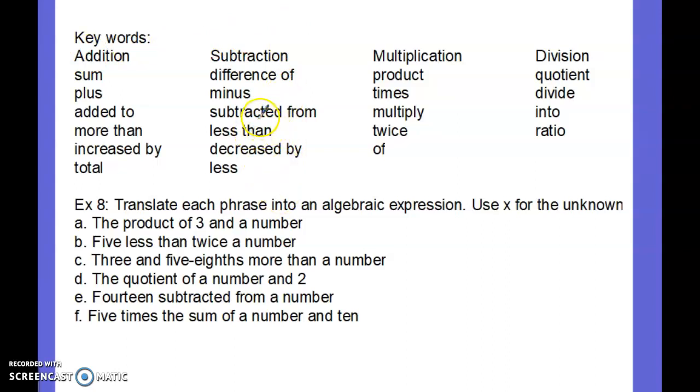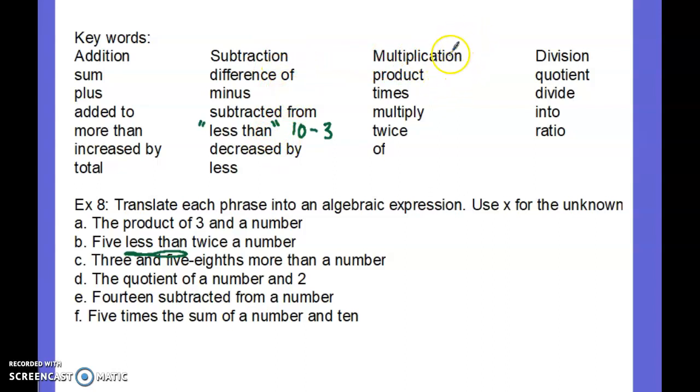Now be careful when you see some words, subtraction, the English language can confuse you. If you say, 3 less than 10, which I think is actually one of our examples down here, it's 5 less than twice a number. The English language actually confuses you, because if you say 3 less than 10, in my example, it's actually 10 minus 3, even though I said 3 first. So be careful with the English language. I'm not going to blame math here.